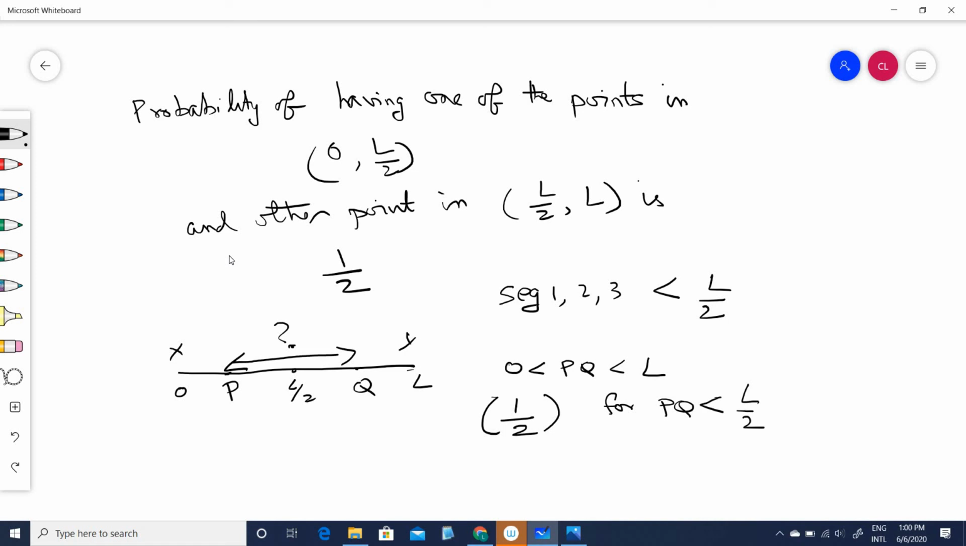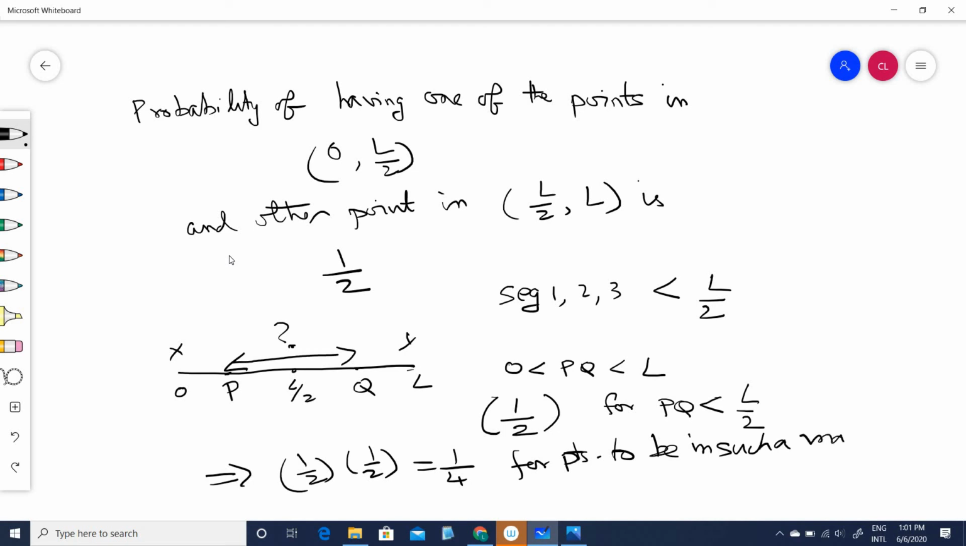Now we already have a probability of half for the first point to be in the first half and the second point to be in the second half. So this, along with the fact that PQ has to be less than L by 2, implies the probability is 1 by 2 times 1 by 2 equal to 1 by 4 for points to be in such a manner that a triangle can be formed.